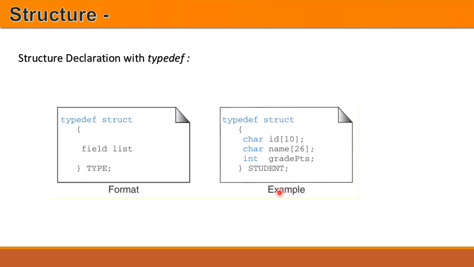Let's consider the example, the same example which we defined earlier, the student. Typedef struct and character ID of size 10, character name of size 26 and integer grade points. And the student, this is a type that we have defined right now using typedef. Earlier syntax had the student right here. But when we are using a typedef, we have to define that new type at the end of the structure. Okay.